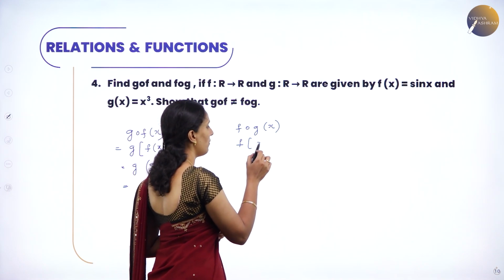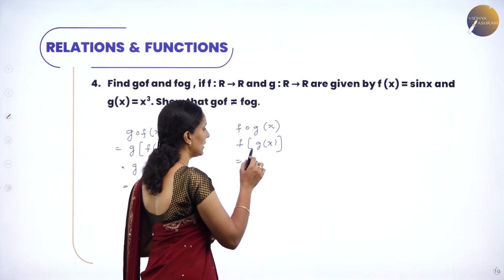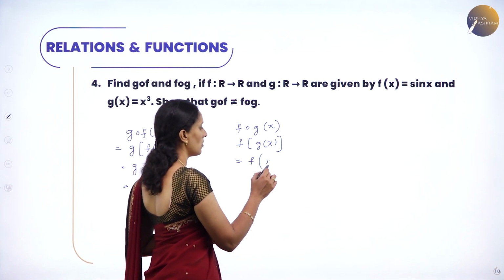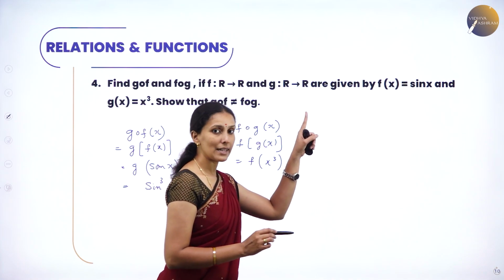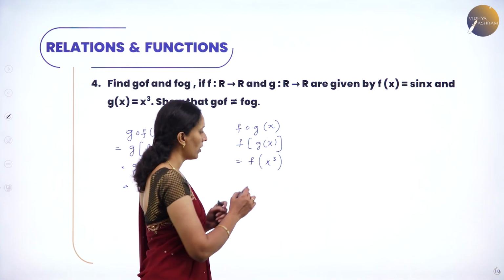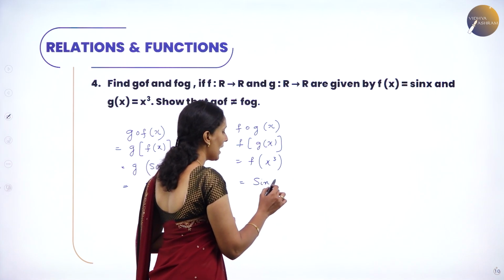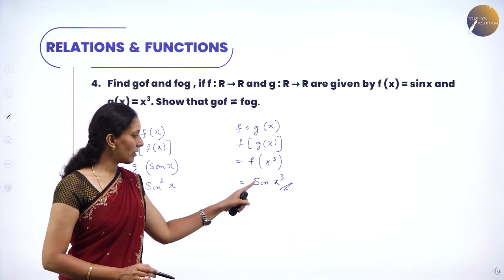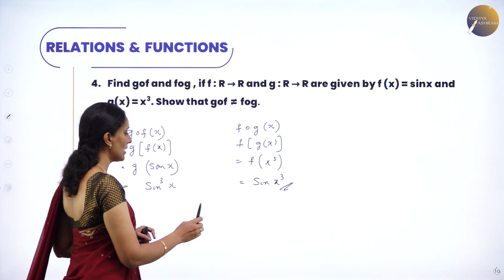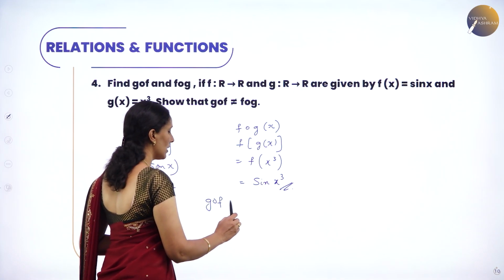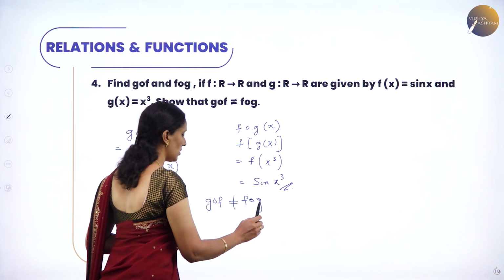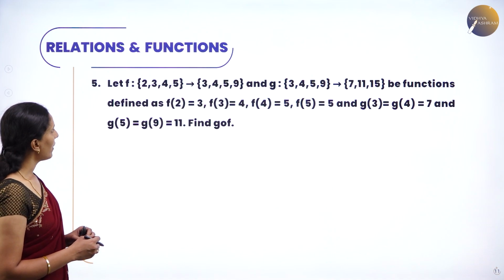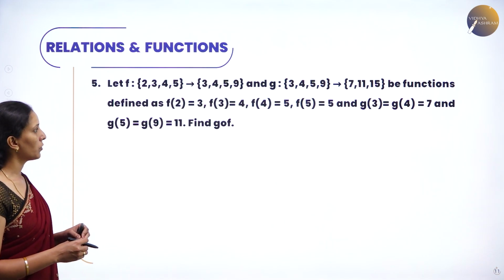Now next we will take f∘g(x), which becomes f(g(x)). Clearly g(x) is x cube, so let's write it as x cube. If we have x, it has to be written in the form of sin x for f. So therefore this becomes sin x cube. Clearly sin cube x is completely different from sin of x cube. So we can show that g∘f is not equal to f∘g. Hence proved.